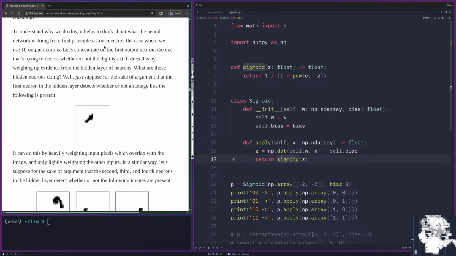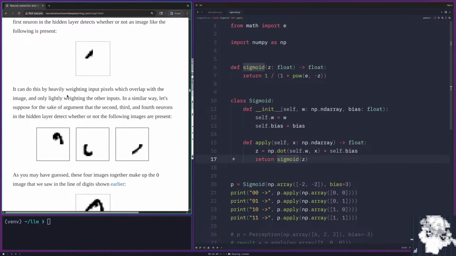Consider first the case where we use 10 output neurons. Let's concentrate on the first output neuron, the one that's trying to decide whether or not the digit is a 0. It does this by weighing up evidence from the hidden layer of neurons. What are those hidden neurons doing? Well, just suppose for the sake of argument that the first neuron in the hidden layer detects whether or not an image like the following is present. It can do this by heavily weighting input pixels which overlap with the image and only lightly weighting the other inputs.